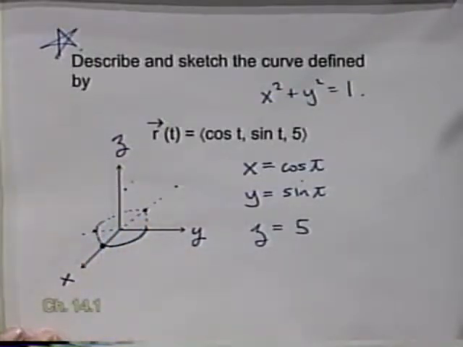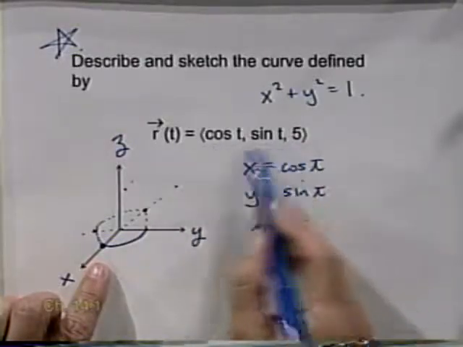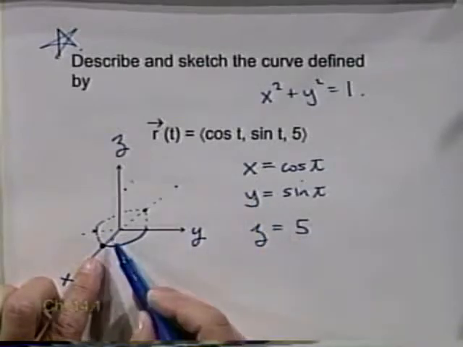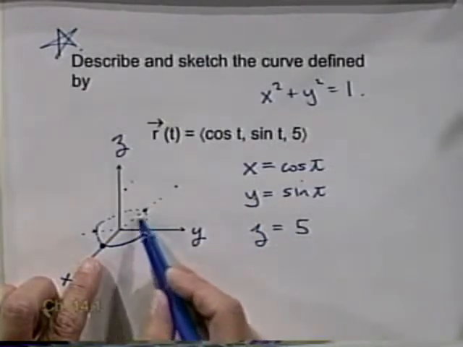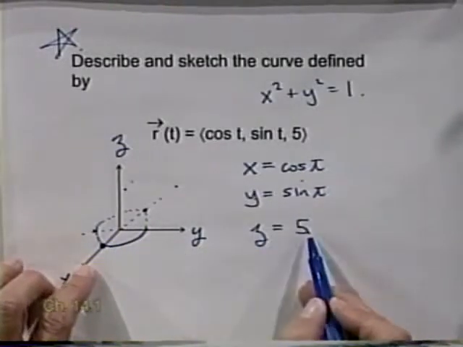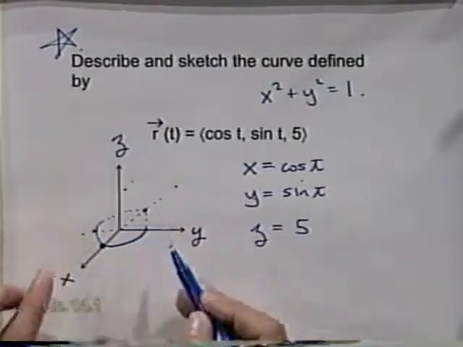Okay, there's that circle. So the points that are going to be pointed out by this vector-valued function, if I did my x and my y coordinate first, I'd always have to be on that circle. But now z, what can z be? Z is always 5. So since z is always 5, what am I doing with that circle? I'm raising it 5 units.